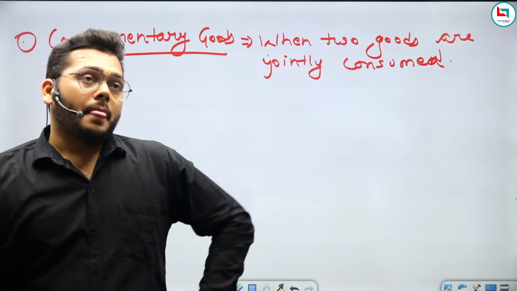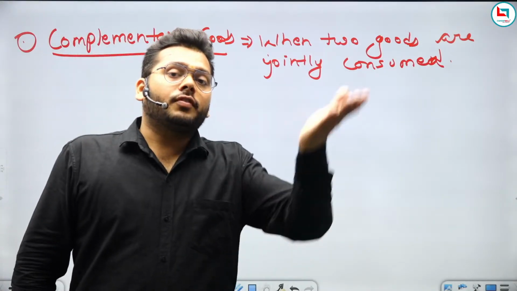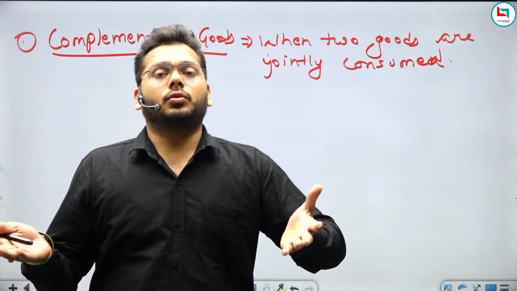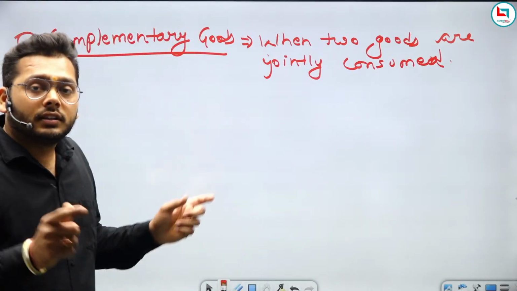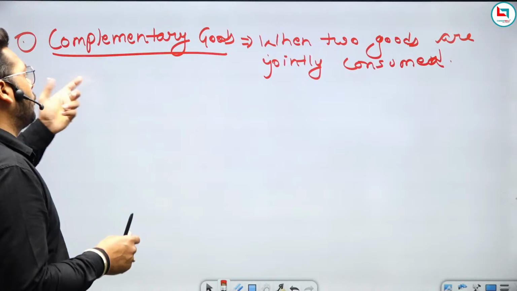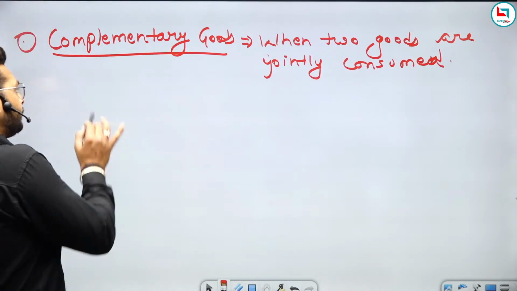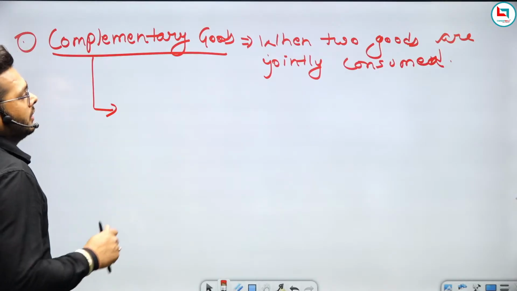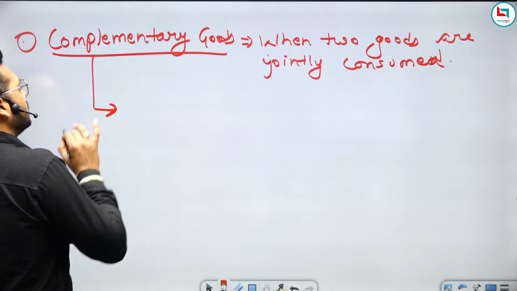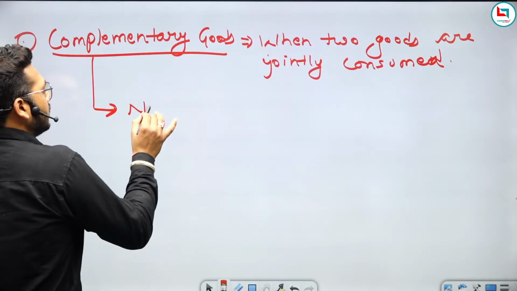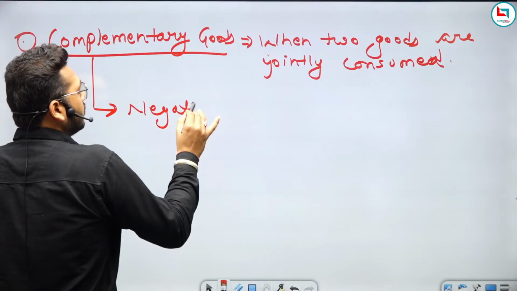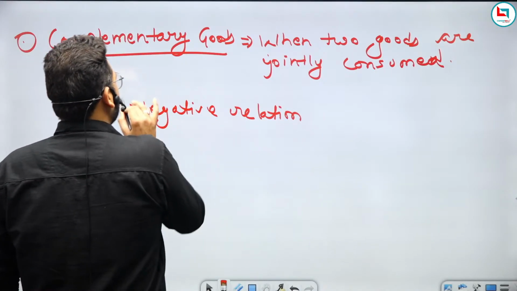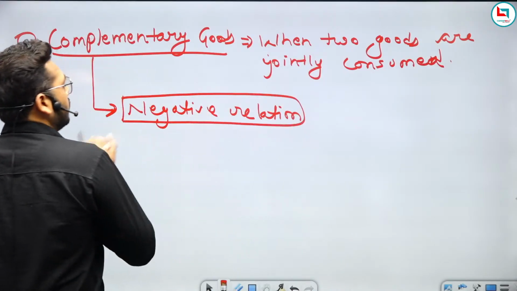So we can say the change in the price of another good changes the demand of the good. So this is the negative relation. This is the type of complementary goods, right? They are from a similar family, right? So it means there is a negative relation you are getting between these goods.